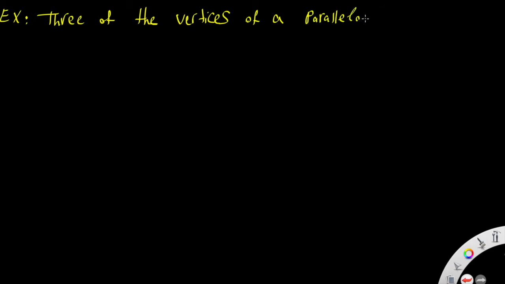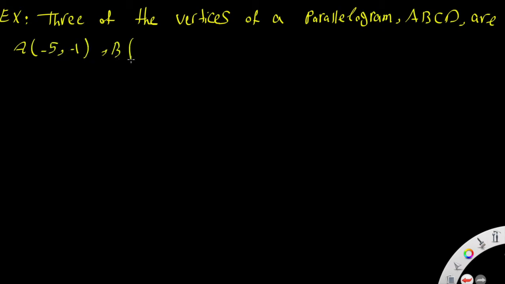Now let's see one more example. Three of the vertices of a parallelogram ABCD are A with coordinates negative 5, negative 1, B negative 1, negative 4, and C 6, negative 2.